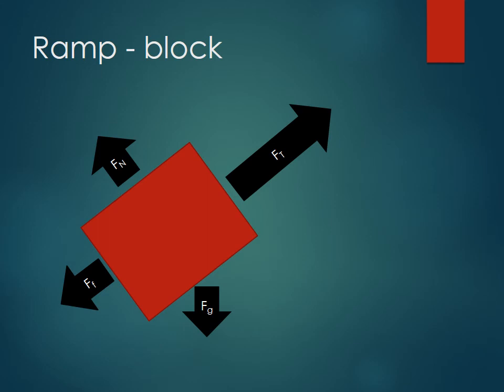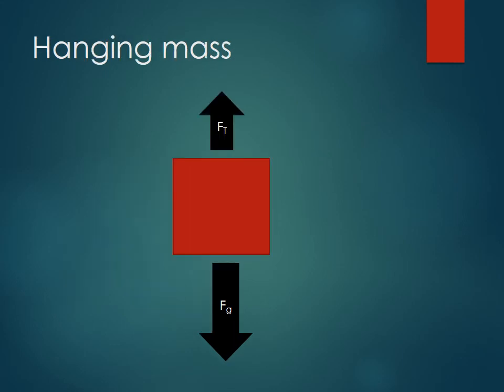Here's what the free body diagram for the block on the ramp looks like. The tension is pulling up along the ramp, and friction is downwards along the ramp because it's moving upwards, so friction always opposes the motion. The normal force is perpendicular to the ramp, and the weight is always downwards. The hanging mass actually hasn't changed which forces are acting on it. So it's still tension upwards and weight downward.